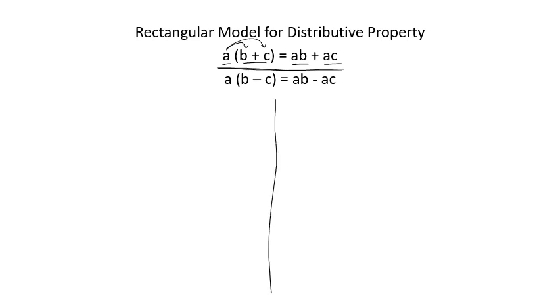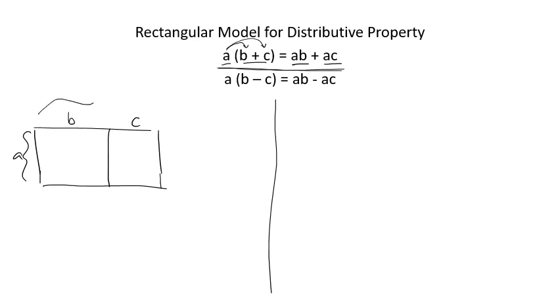So let's look at these two models. We'll take our first rectangle, and this is our A, and then we'll split this and say this is our B and this is our C. So the area of this full rectangle, well, this whole side is A, and this whole side is B plus C. So the left-hand side, LHS, is this full rectangle, which is A times B plus C. Now this is also equal to the area of these individual rectangles.